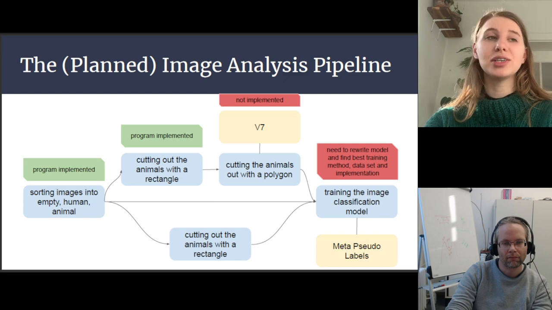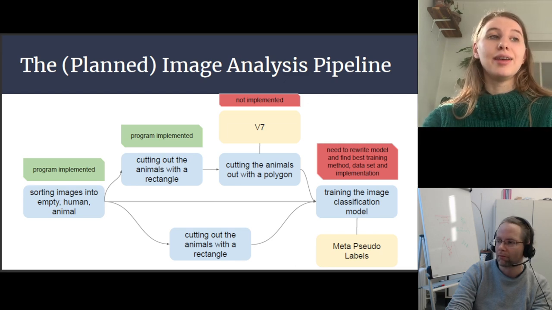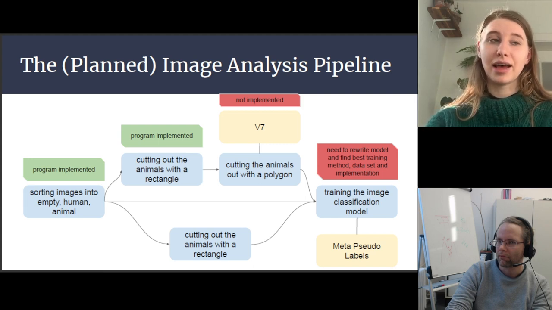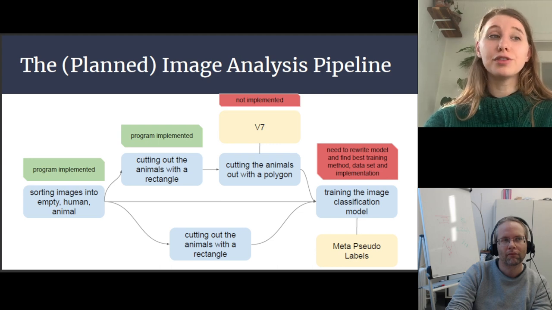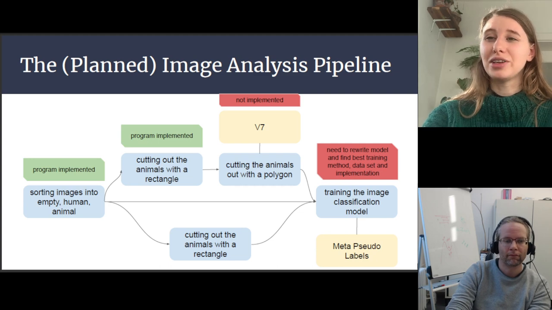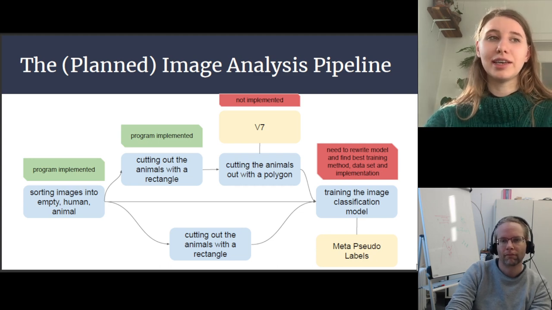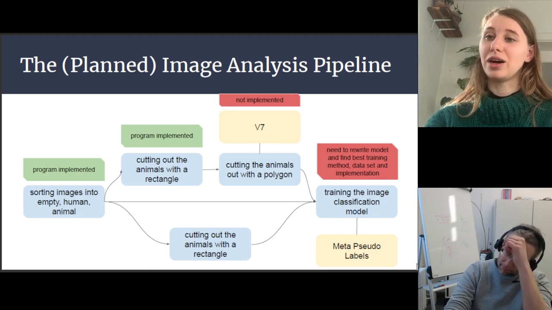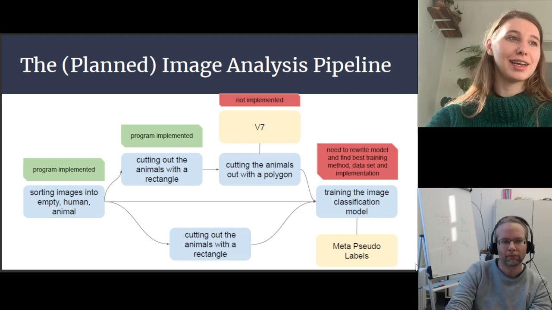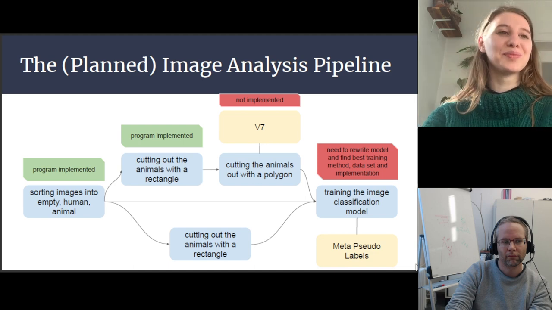And I personally am interested in whether cutting out the exact shape of the animal, so really having no background, is helpful, or is it a little bit of an overstep? Is having very little background with just the rectangle, does the machine model really care? Or would cutting out the exact shape be a good step to do as well? And I don't know what the answer is. I haven't gotten that far yet. As you can see, it's not implemented yet.